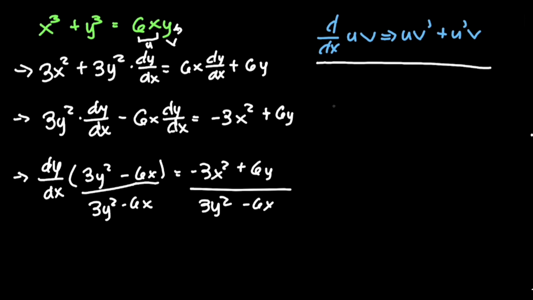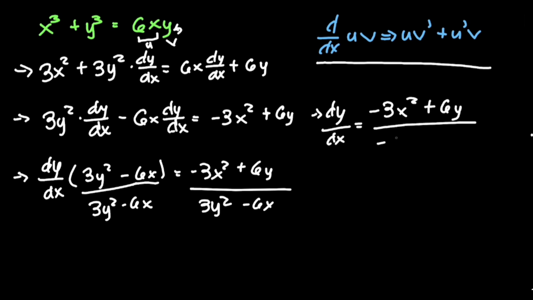So the final answer would be dy over dx is equal to, these 3 can cancel each other out. No. The final answer will only be negative 3x squared plus 6y over negative 6x plus 3y squared.